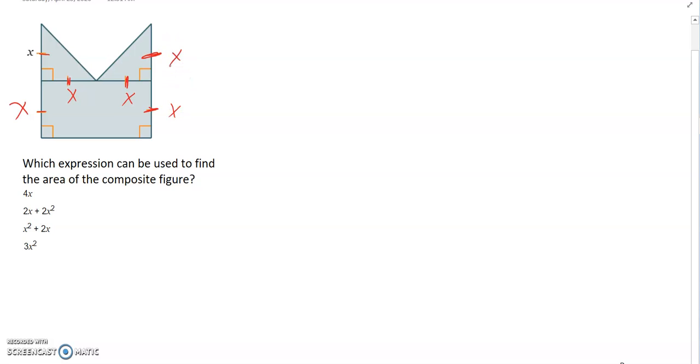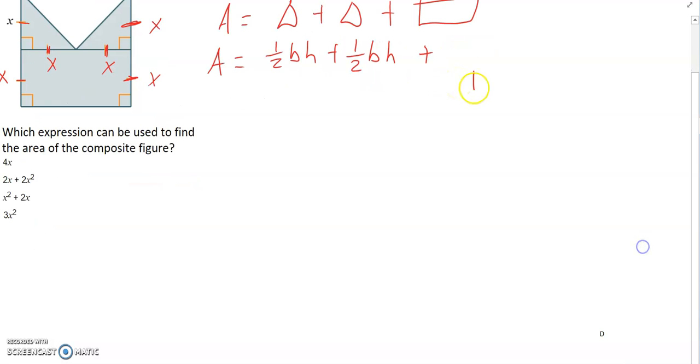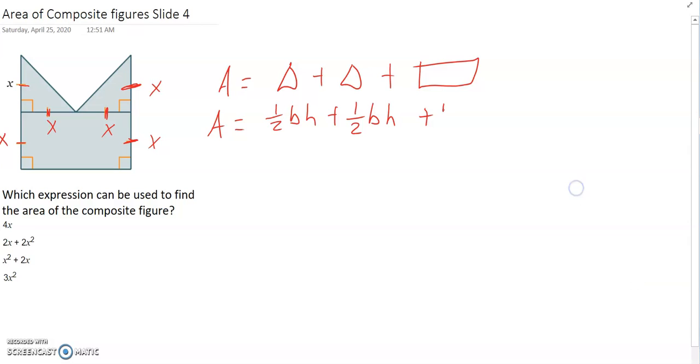All right, if I wanted to find the area of this figure, it's two triangles and one rectangle. So the area is going to equal triangle plus rectangle. And I know the area of a triangle is 1/2 base times height, and the area of a rectangle is just base times height.